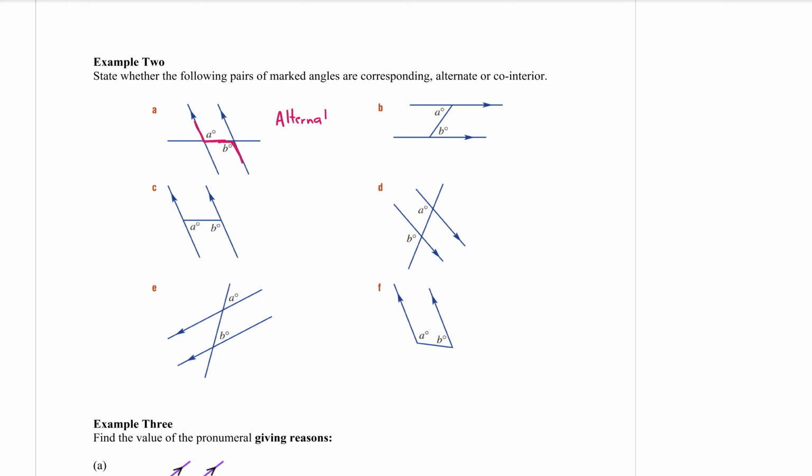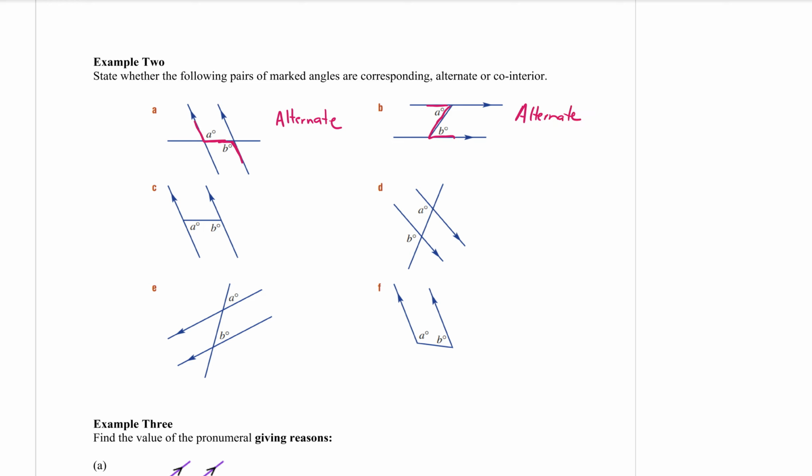We're not writing full reasons yet because we're not doing full-on solves here. We're just trying to name it. Those are alternate angles. Don't ever write F, Z, or C as your reason. They are just shapes to help you. Okay, part B, draw the arms around the A and draw the arms around the B, which makes a Z. You can see that Z shape very clearly, which is alternate angles again.